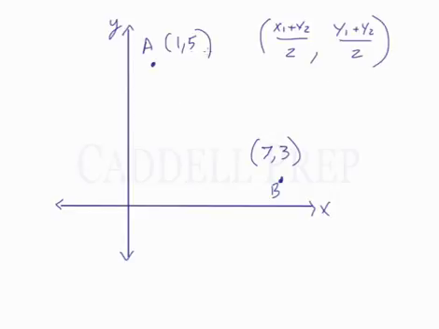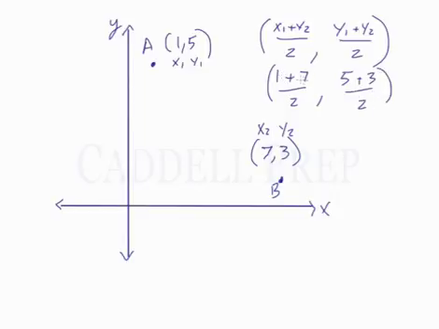You might want to just label each coordinate so we don't make any mistakes. We'll call this x1, y1 and x2, y2. So we have x1, 1 plus x2, 7 divided by 2. And y1 is 5 plus y2, 3 divided by 2.